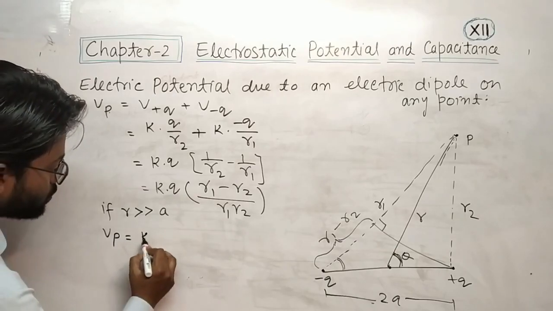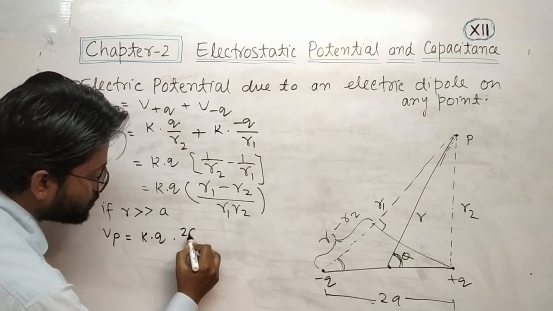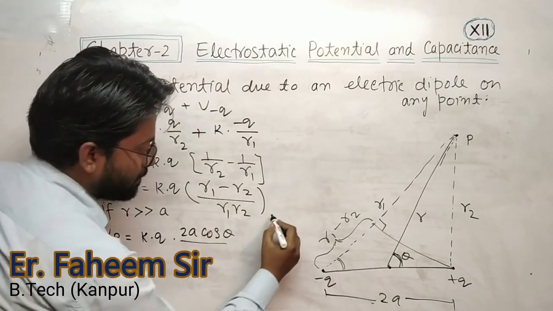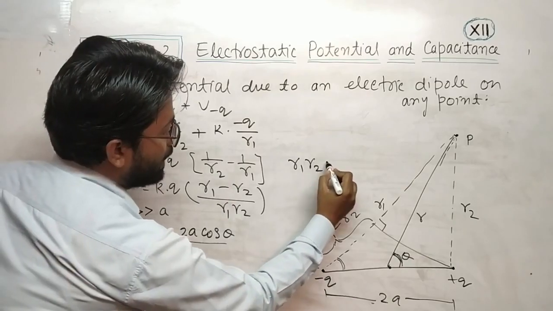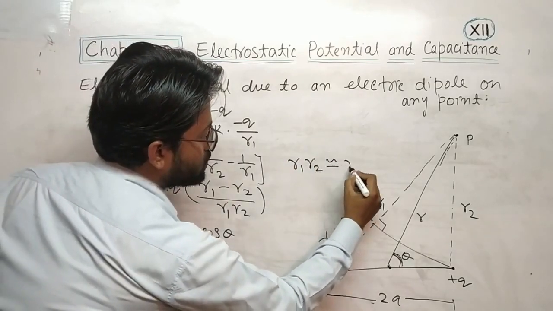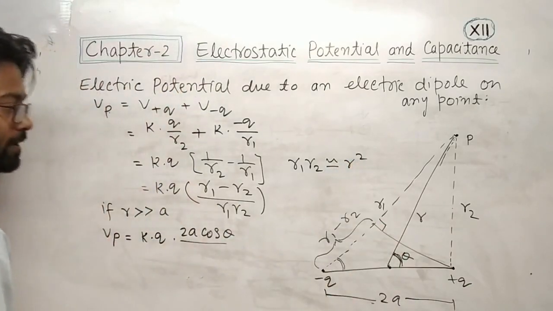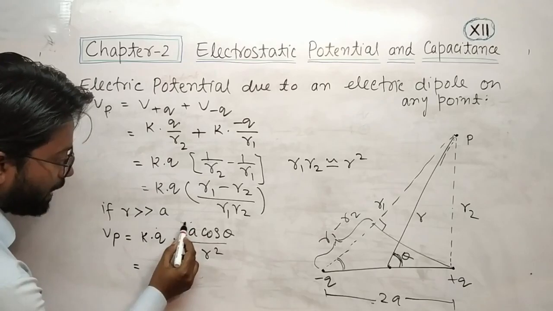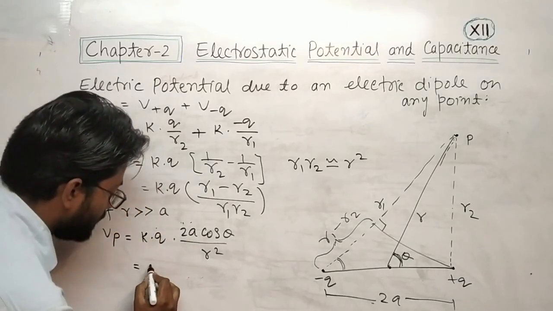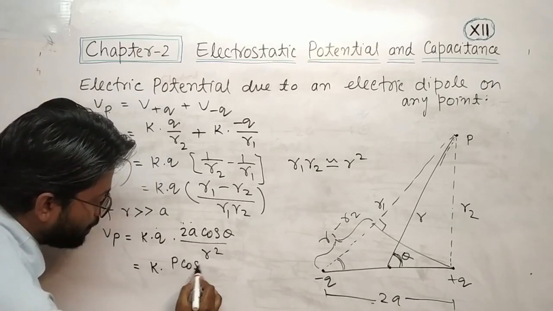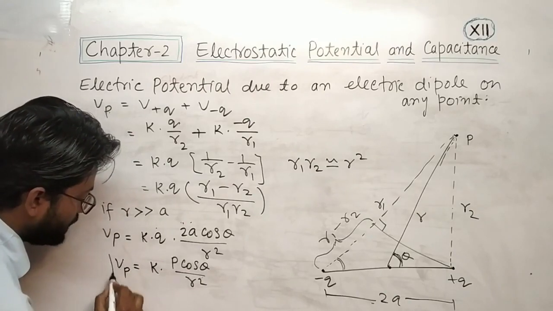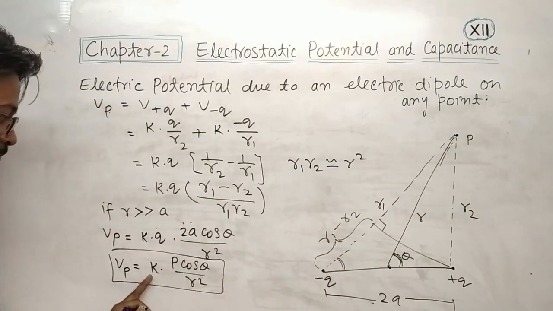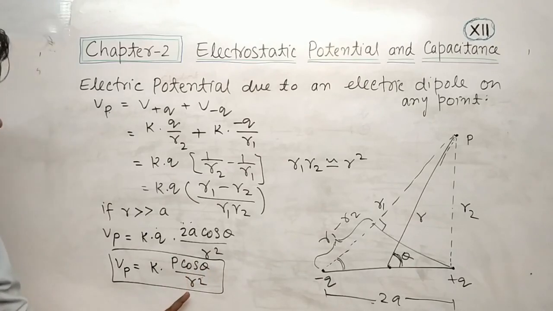Potential at point P is equal to KQ (R1 minus R2), which is 2a cos theta upon R1 and R2. If this is very small, the multiplication of R1 and R2 is approximately equal to R into R, that is R square. You can write Q into 2a, which is the electric dipole moment P. So Vp, the net electric potential at point P, is equal to K P cos theta upon R square.